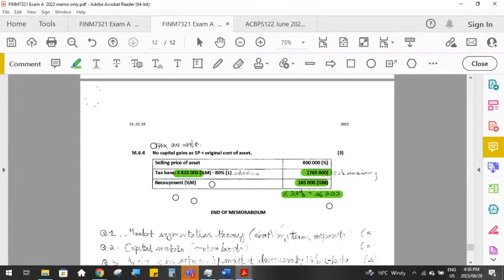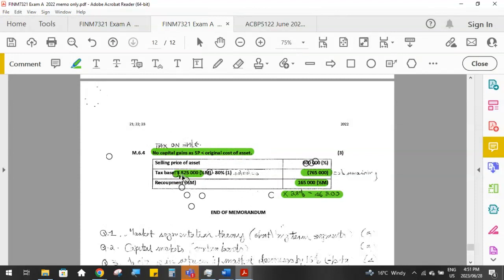And then from a capital gains point of view, just to remind you, there is never any capital gain on a machine when you sell it for less than what you paid for it, or what its initial cost was. So its initial cost was 3.825 million. We only sold it for 800,000, which is less than its initial cost. So there is no capital gain. So we know there is no capital gain because the selling price is less than the original cost of the asset.